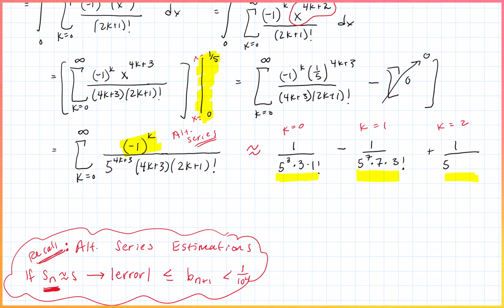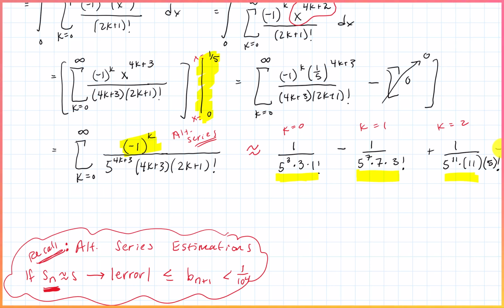Watch this one. We're going to end up with 5 to the 11th. That is a very big number already before I even multiply by 11 and then multiply by 5 factorial. The denominators of these terms are getting really, really big. These terms get small because it's just 1 divided by that denominator. These terms themselves get small really, really fast.